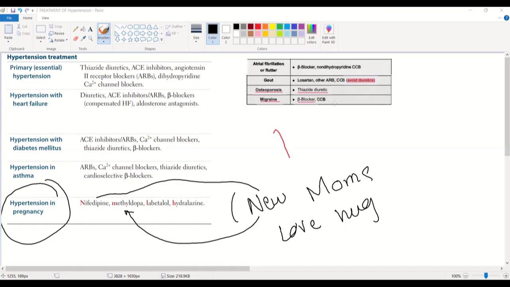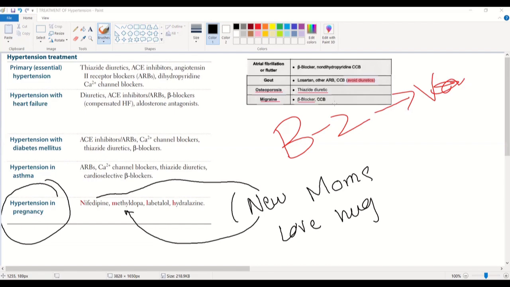So the beta 2 receptor leads to vasodilation. Oh, sorry, bronchodilation, right? So if you block the beta 2 receptor through a non-cardioselective drug, so it will lead to bronchoconstriction and it worsens the asthma, right?